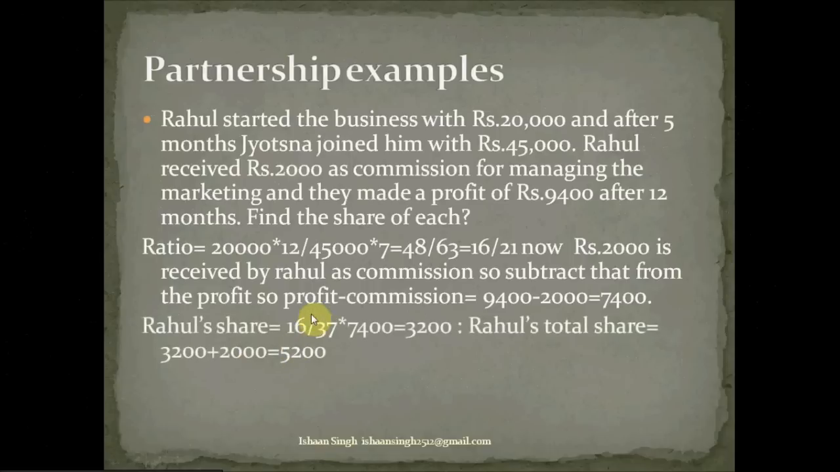So the share of Rahul will be 16 upon 16 plus 21, that is 16 upon 37 into 7400, that becomes equal to 3200. So Rahul's total share is equal to 3200 plus his commission, that is 2000, is equal to 5200, and Jyotsna's share is 21 from this ratio 16 by 21. So 21 upon 16 plus 21, that is 37. So 21 upon 37 into 7400, and this share becomes equal to 4200.